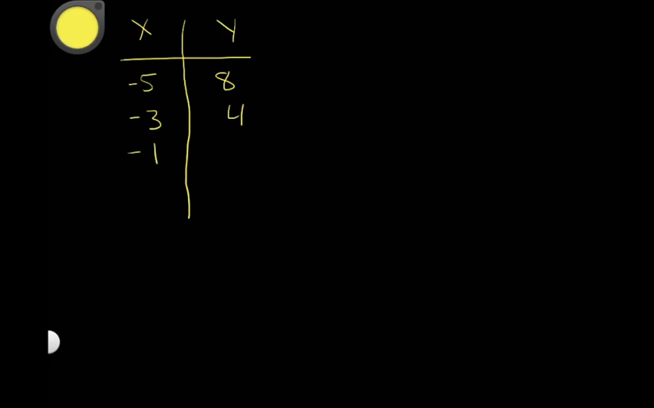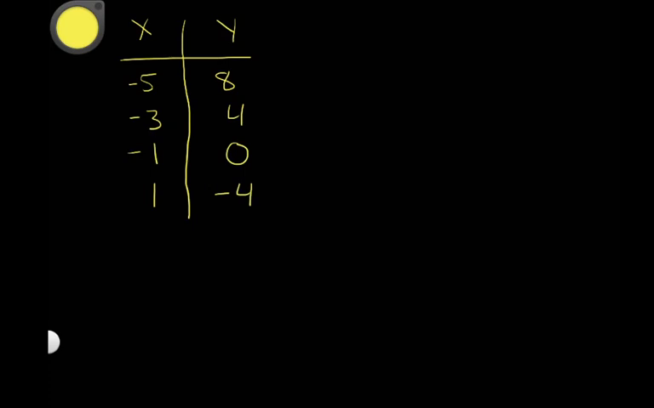So this table of values, let's say we have, so I've got my x and my y. Make this table of values here. So let's have -5 and 8, -3 and 4, -1 and 0, 1 and -4.